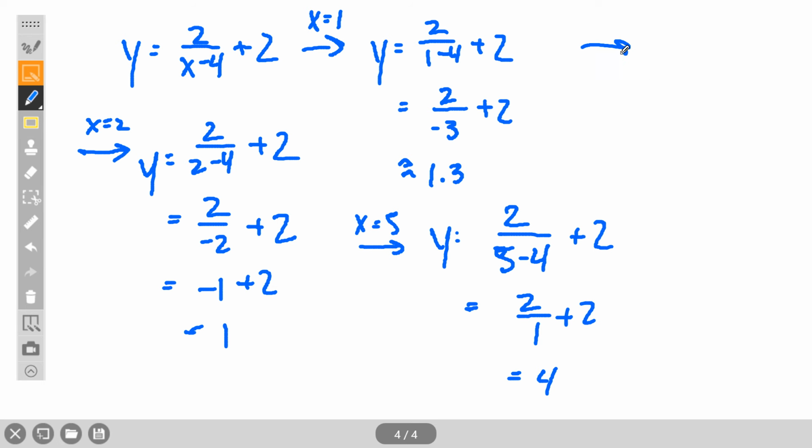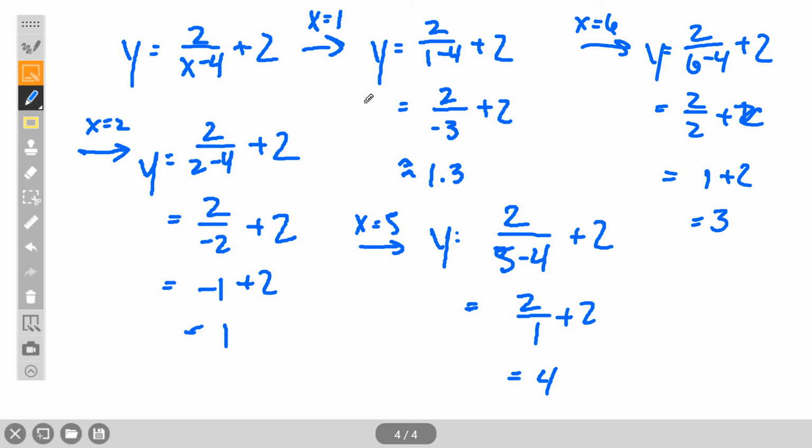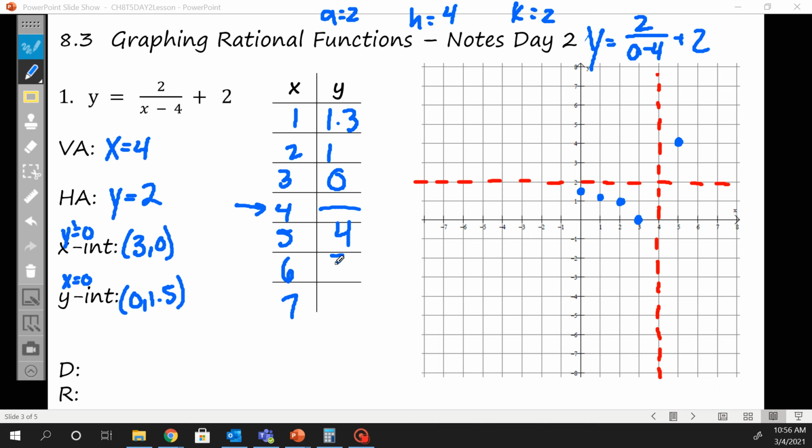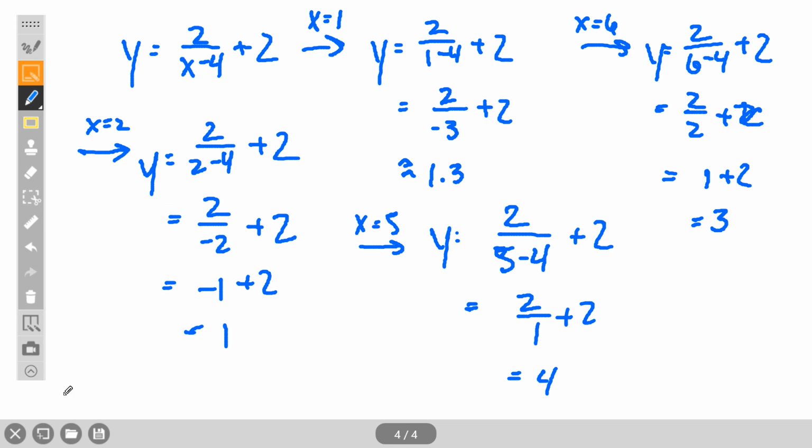Plug in 6. So y equals 2 over 6 minus 4 plus 2. That's 2 over 2 plus 2. 1 plus 2, which is 3. So (6, 3). And then plug in 7, kind of running out of room here.